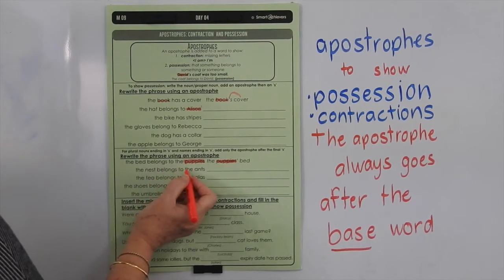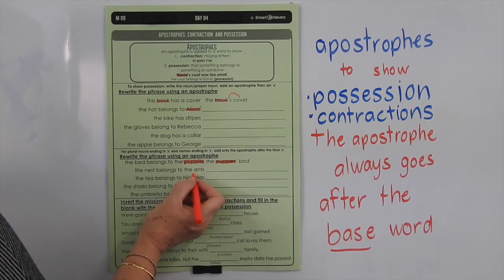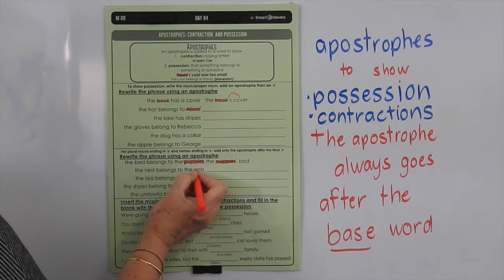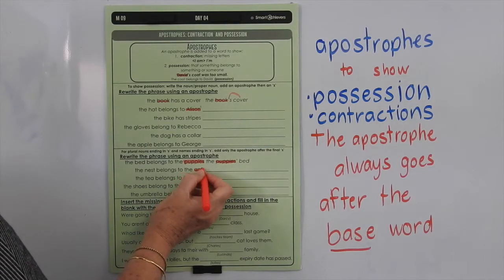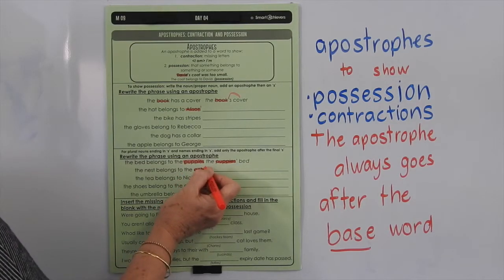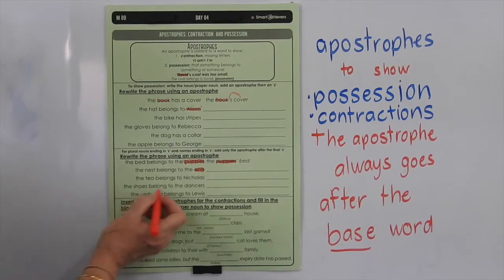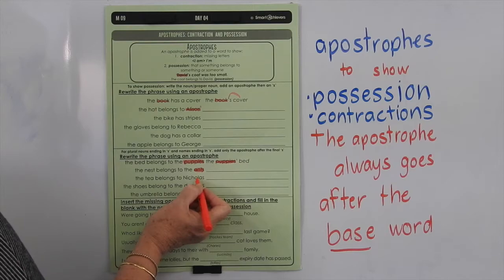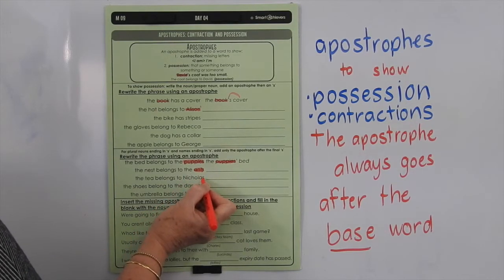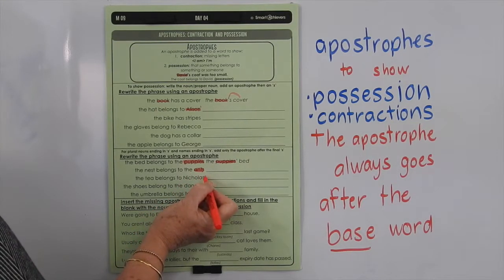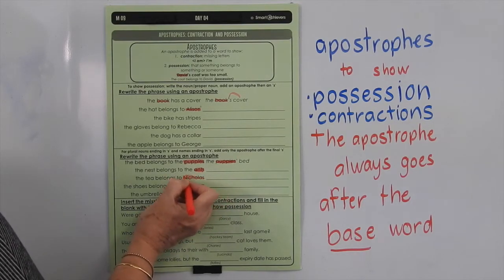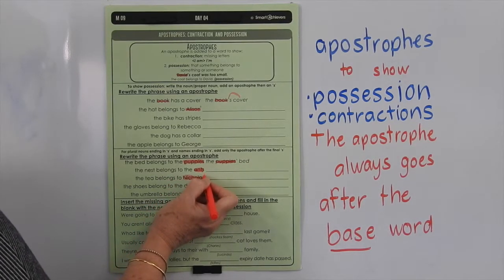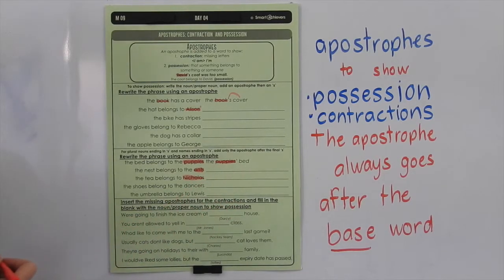The nest belongs to the ants. So we'd say the ants' nest. We know there's lots of ants, so the base word would be ants with the S on the end. It's a plural form of ant. So the apostrophe would go after the S. Because Nicholas's name already ends in an S, we're not saying there are lots of Nicholases, we're saying there's only one, but because he's already got the S there, once again, that's the base word, so we can simply put the apostrophe after that final S. You can do the last couple on your own.